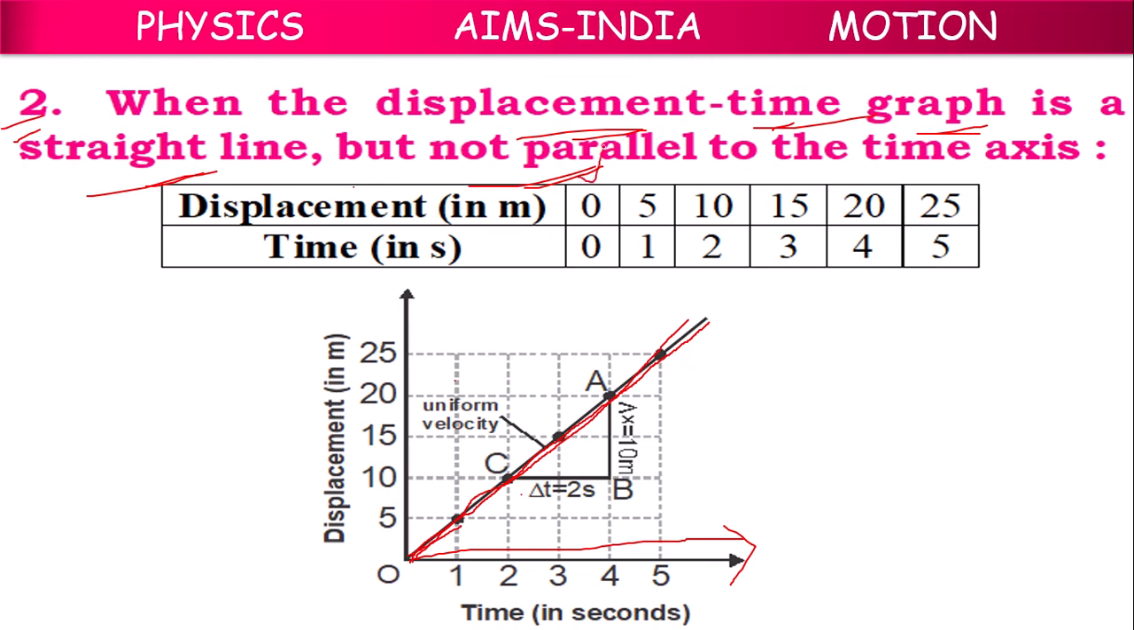At 0 seconds, the displacement is 0, this point. After 1 second, displacement is 5 meters, this point. At 2 seconds, displacement is 10 meters. At 2 seconds on the x-axis, 10 meters on the y-axis. If you join these two, this line will come. At 3 seconds, 15 meters. At 4 seconds, 15 meters.